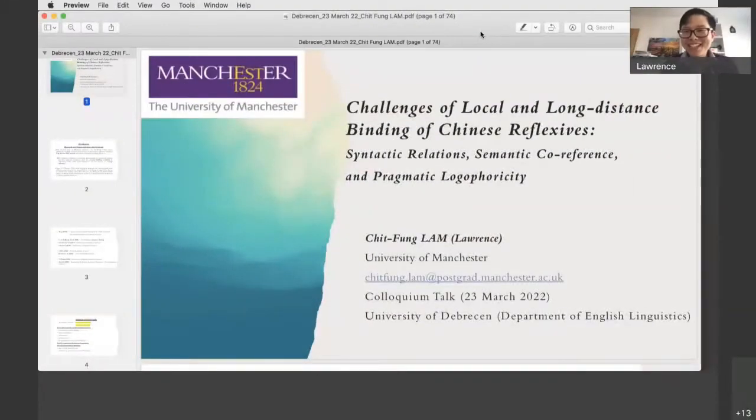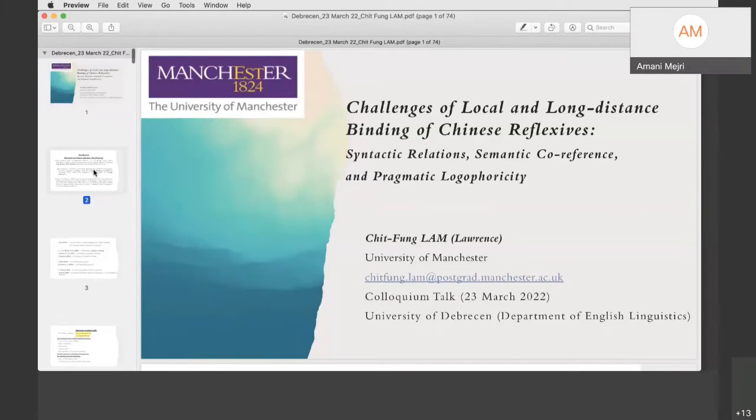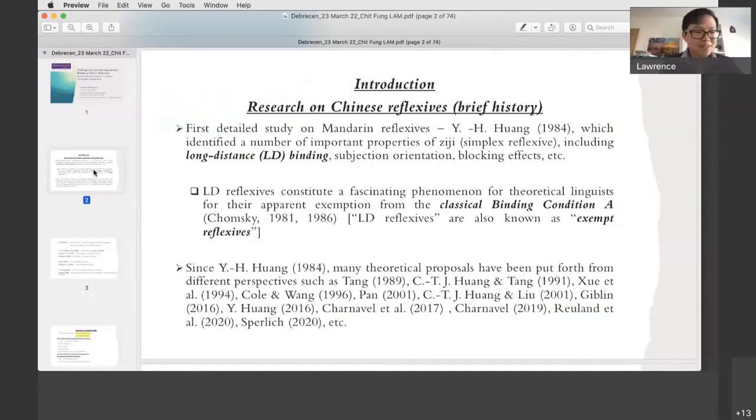I'm really honored to be here, and I'm really happy to talk about the topic of Chinese binding theory and the binding of Chinese reflexives. Perhaps to start with, I would like to start my talk with a very brief history of the research on Chinese reflexives.